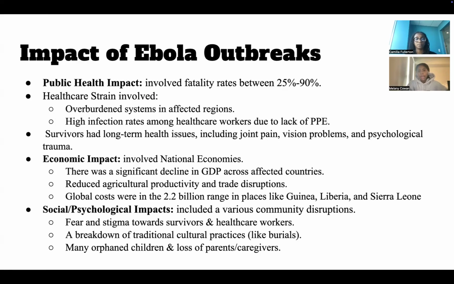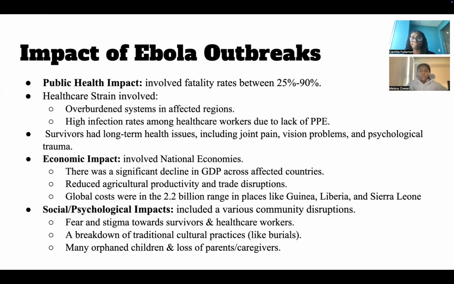Economic impact involved the national economies. There was a significant decline in the GDP across affected countries, reduced agricultural productivity, and trade disruption. Global costs were in the 2.2 billion range in places like Guinea, Liberia, and Sierra Leone. Social and psychological impacts included community disruption, fear and stigma towards survivors and healthcare workers, a breakdown of traditional cultural practices like burials, and many orphaned children who lost their parents and caregivers.